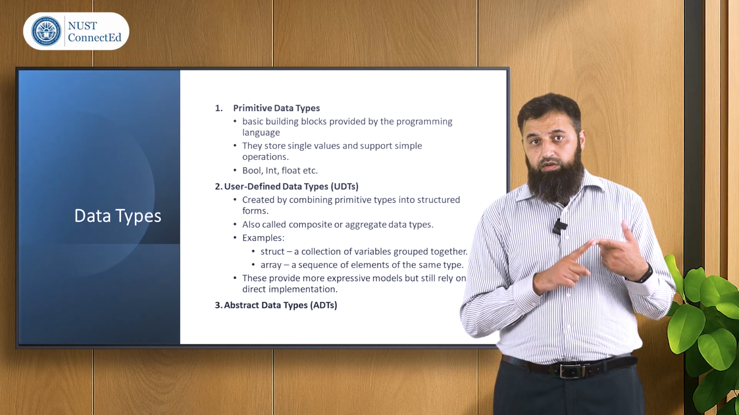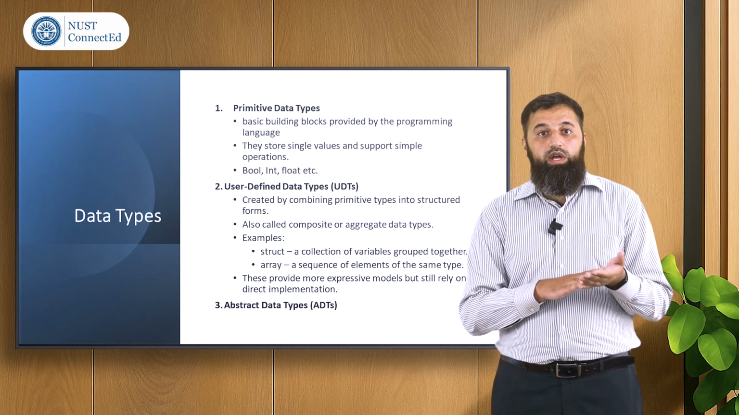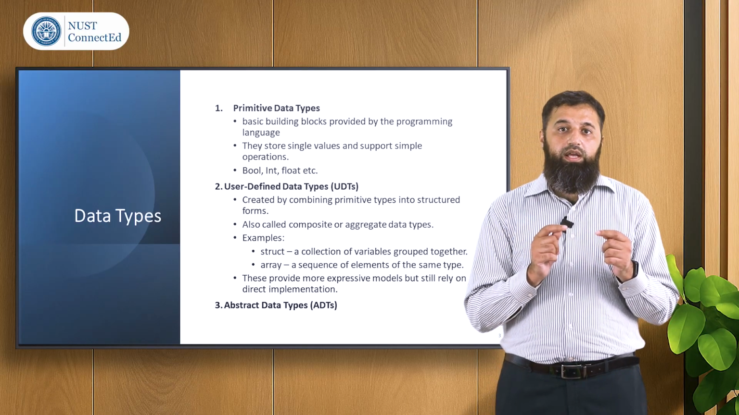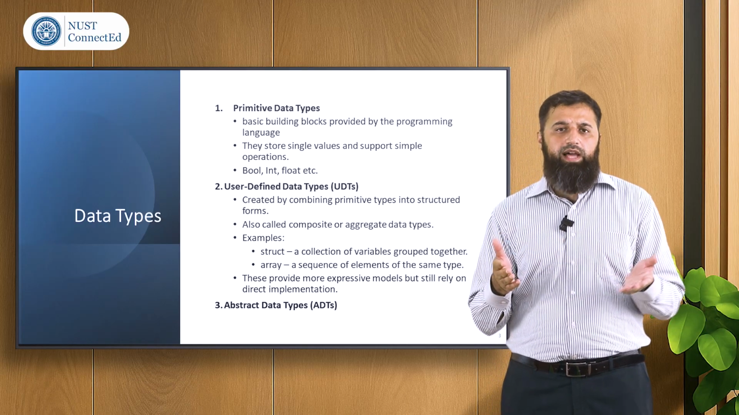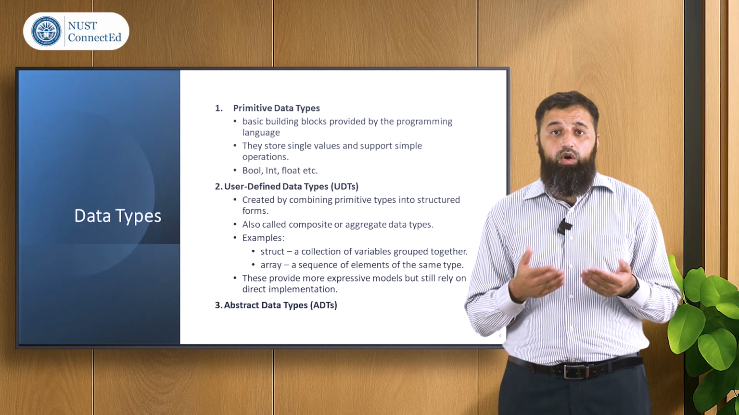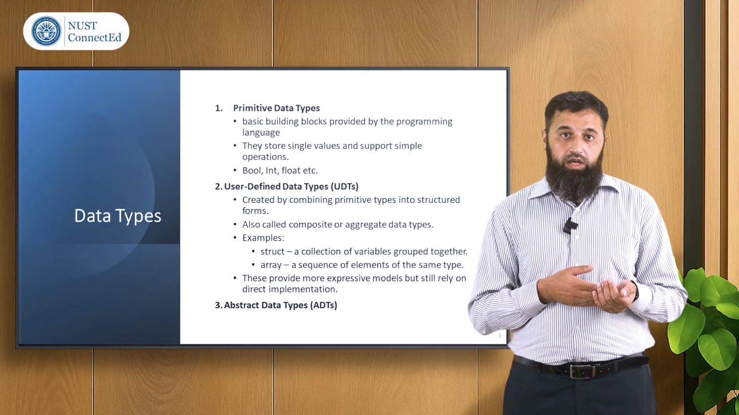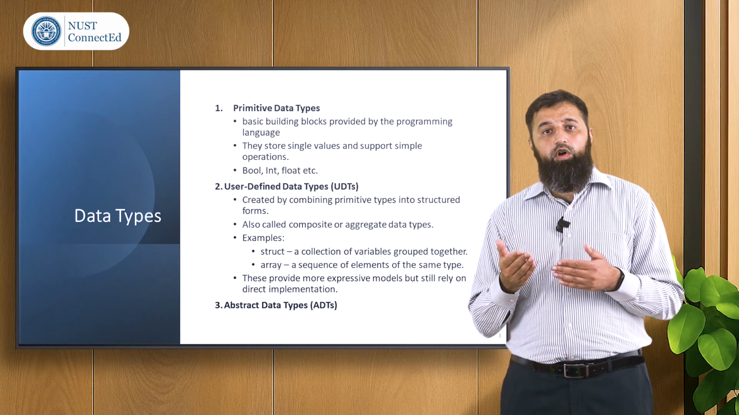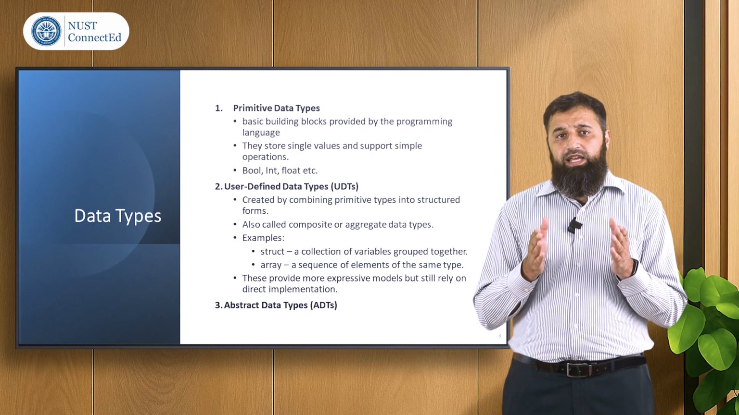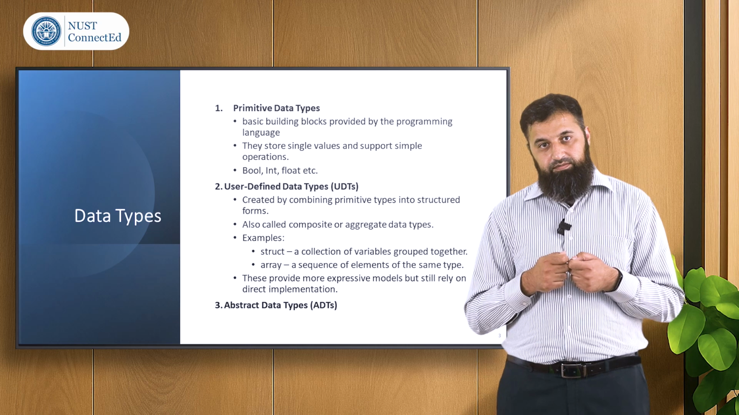Primitive data types. Now, these are the most basic data types built into the language. They store single, simple values and are directly supported by the hardware in most cases. Common examples include int for whole numbers, float or double for decimal numbers, char for characters, and bool for true or false values. These are essential, and everything else in a program is ultimately built from these primitives.